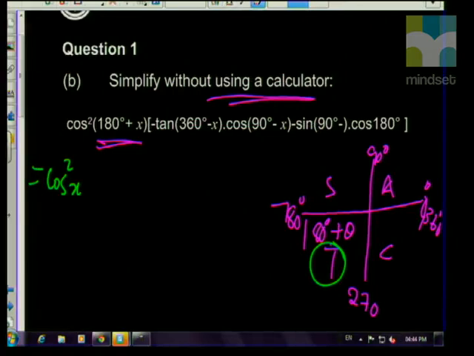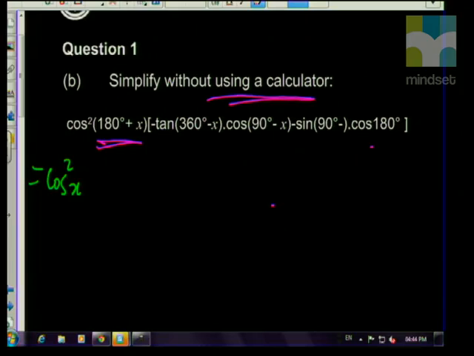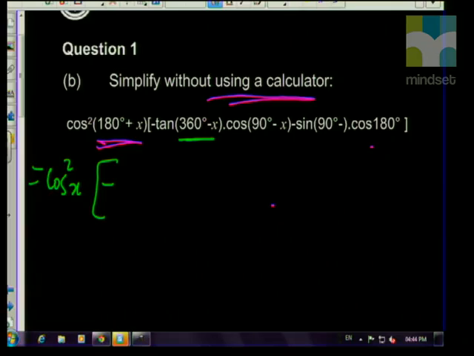Okay? Right? Now let's just get rid of this. Now, we move on. There's a square bracket there. I have a minus, all right? Now, I look at that 360 minus, right? Now, 360 minus is your fourth quadrant, okay? How is tan in the fourth quadrant? Tan is negative in the fourth quadrant. So I'm going to get the negative tan of x.